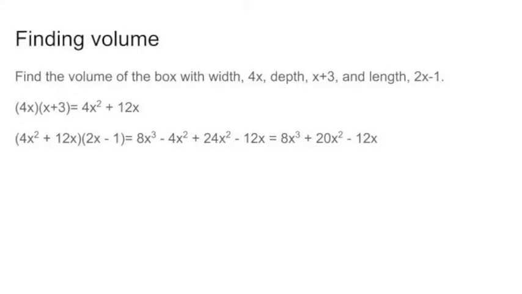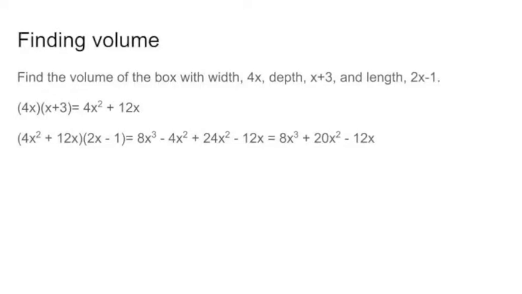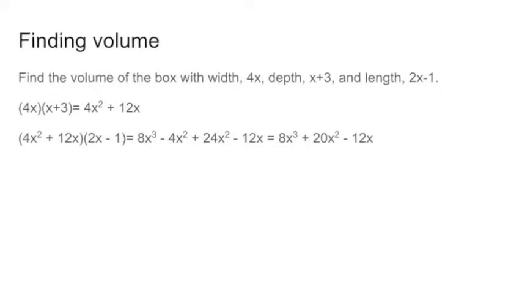Okay, so when you're trying to find volume, you need to remember that the formula for volume is length times width times height, and we're going to use that here and incorporate our 6.1 lesson. And we're going to take 4x times x plus 3, so take two of our side lengths, multiply them together, distribute the 4x, we get 4x squared plus 12x.